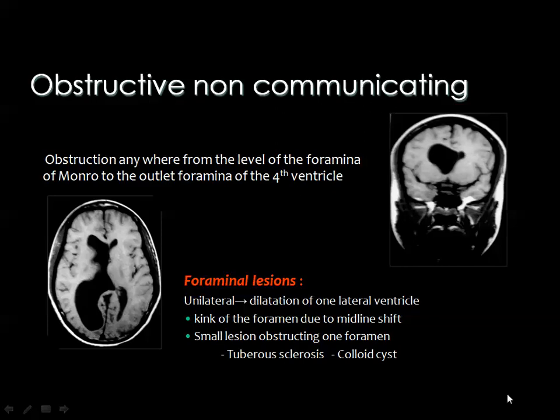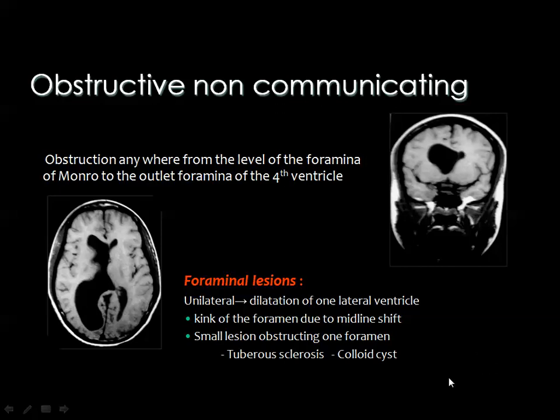But the flow of the CSF can also be obstructed if there is damage of the arachnoid villi or occlusion of the superior sagittal sinus. At these two levels, the obstruction is known as obstructive communicating hydrocephalus, when it affects the arachnoid villi or the superior sagittal sinus. But obstruction within the circuit of the ventricles is known as obstructive non-communicating hydrocephalus.